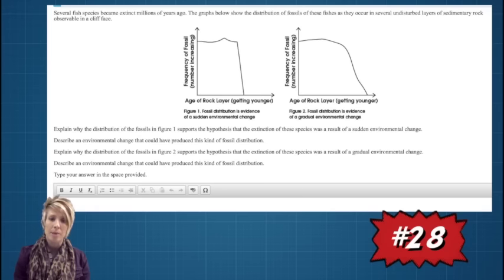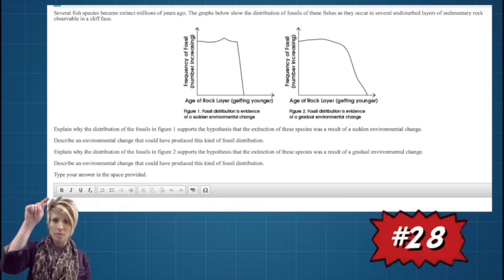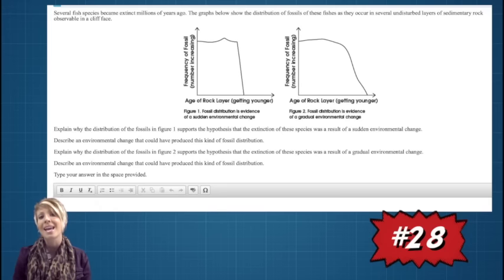Figure one on the left there. We have the y-axis, it's the frequency of fossils. It says the number increasing. Okay, so as we get more fossils, it goes up higher. And on the bottom, we have the age of the rock layer. And as it's moving this way, it's getting younger.